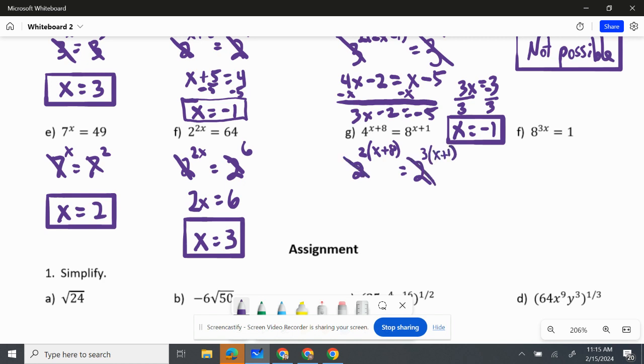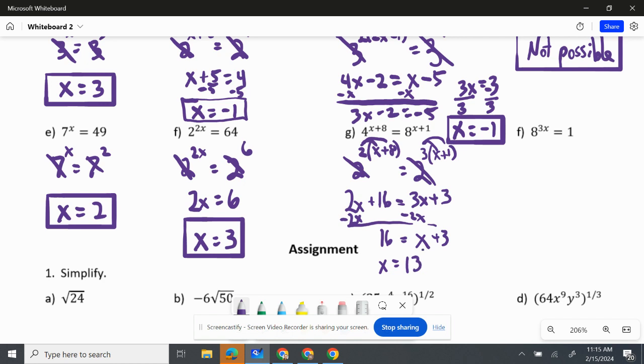The 2's cancel. We distribute the 2 to each of the terms. So that gives us 2x plus 16 equals, and then we distribute the 3, and that gives us 3x plus 3. We're going to subtract the 2x, and that right there gives us an x. And then we're going to subtract the 3, and that gives us x is equal to 13.